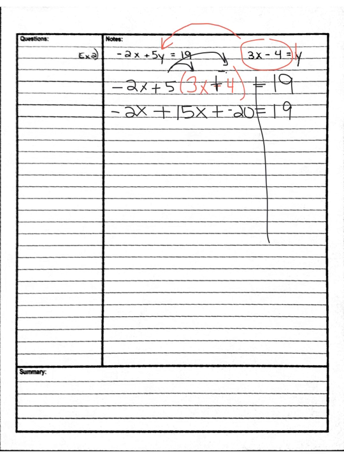Now we need to ask ourselves, do I have any like terms? I do. I can combine my negative 2x and my 15x, which gets me 13x plus negative 20 is going to equal 19. We need to isolate the variable and get it by itself. So I'm going to add 20 to both sides. So I have 13x equals 39.